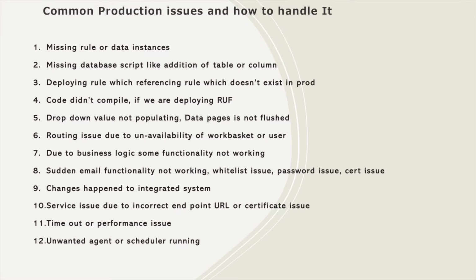The fourth one, we have already talked about the third, is that code didn't compile. If you're deploying an RUF, a rule utility function: sometimes we need to write Java functions for some of the features, and we do write in activity steps also, but that we should avoid. Altogether, Java we should avoid, but if you really need it, create rule utility functions. What happens is that we deployed the code, but we didn't restart our system.